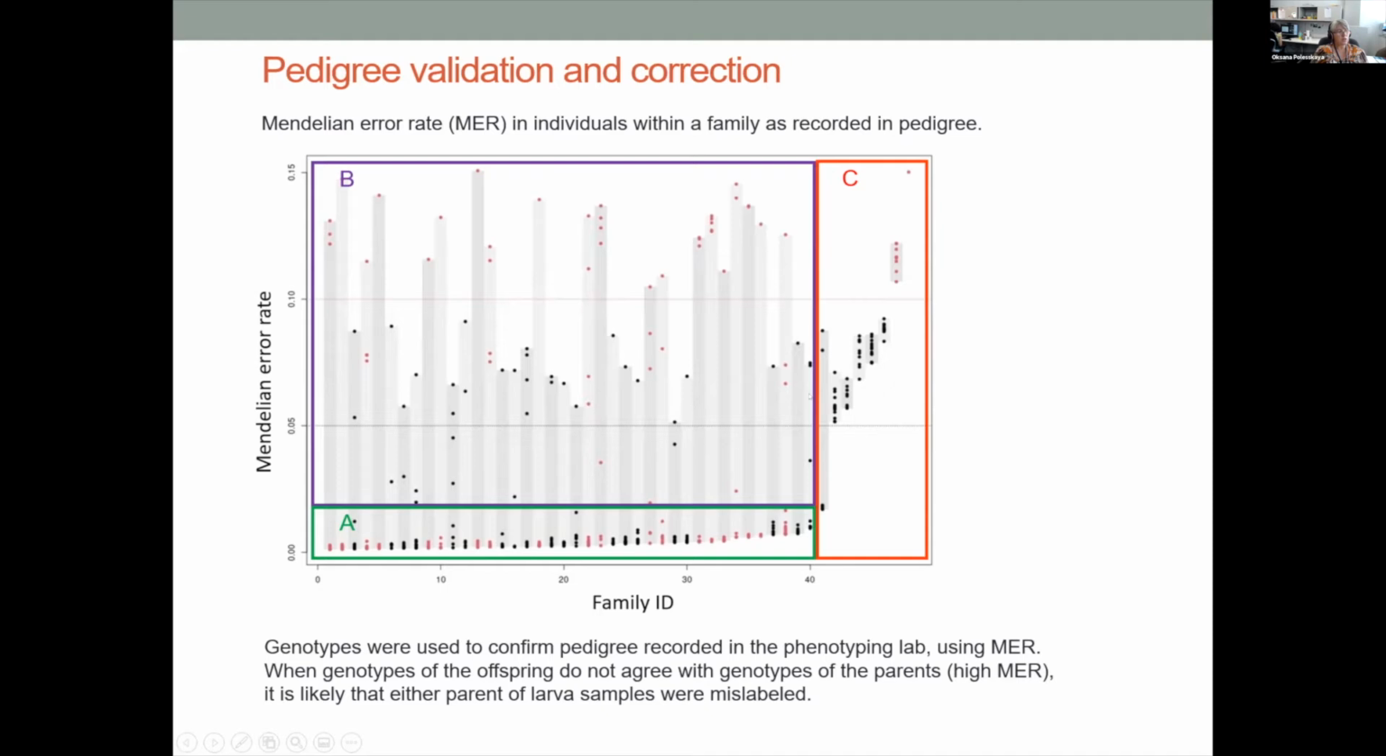There is also a set of families where all siblings have a bad Mendelian error rate. And this means that the breeder was misassigned. And again, since we know genotypes, we can correct this error.